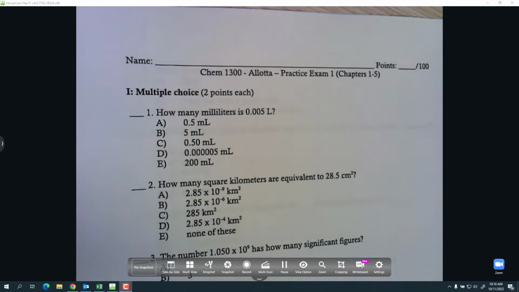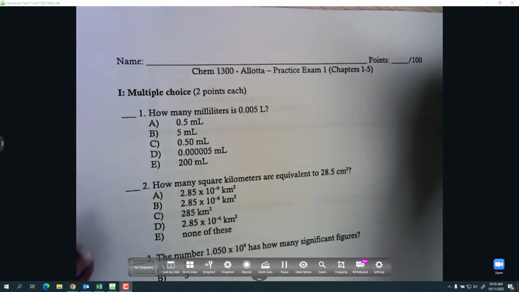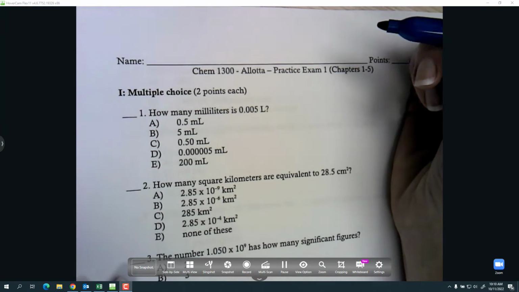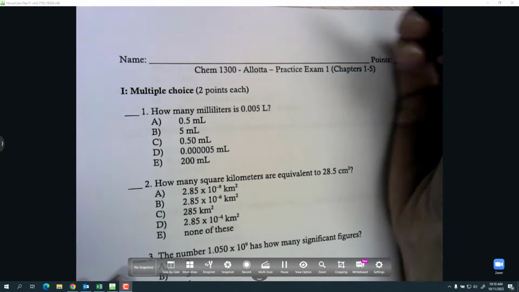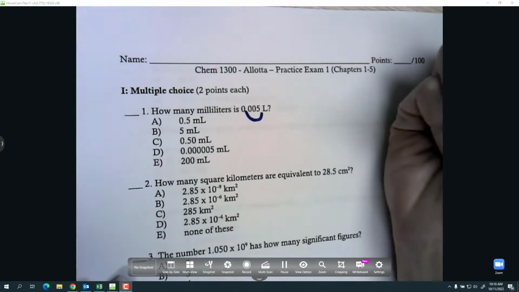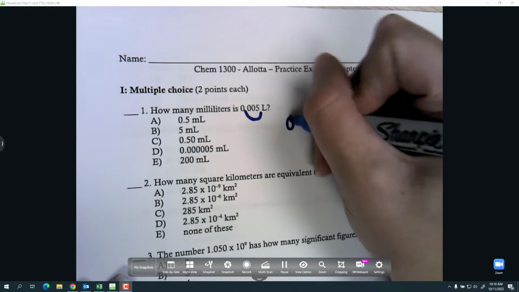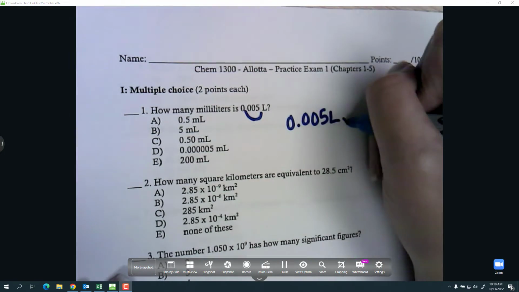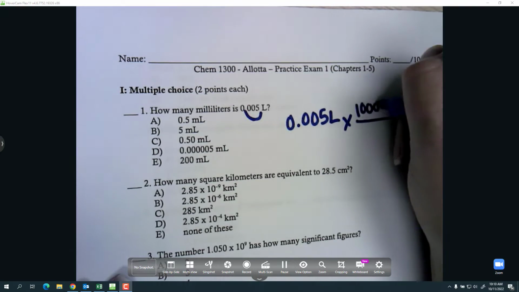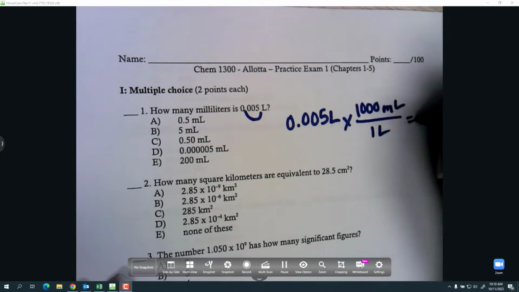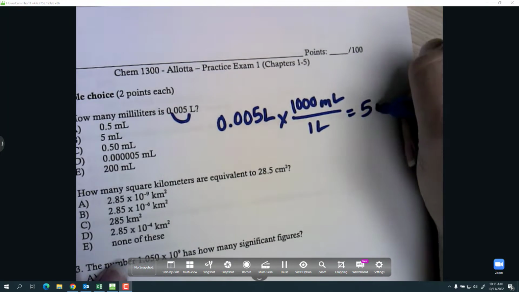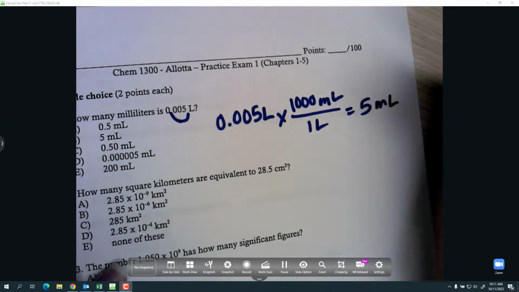However you have worked on this, you can do it. There is an equation sheet that has the prefixes on it, but this is one I would probably just memorize. Either I can move the decimal 3 places to the right, or I can multiply it by 1,000. There's 1,000 milliliters in 1 liter, and either way, I get 5 milliliters.